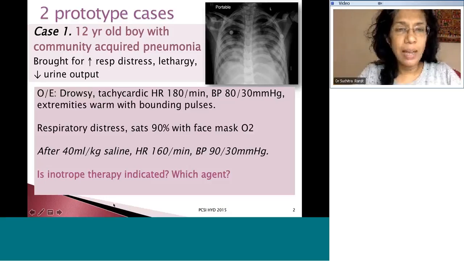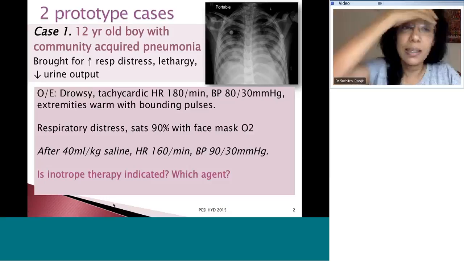Let's start with two prototype cases. The first case is a 12-year-old boy with community acquired pneumonia who is brought with respiratory distress, lethargy, and decreased fever. When you examine him, you find that he's quite drowsy. He's tachycardic with a heart rate of 180 per minute. He's 80 on 30, and his extremities are warm with bounding pulses. He's quite distressed, and with face mask oxygen, his saturation is 90%.